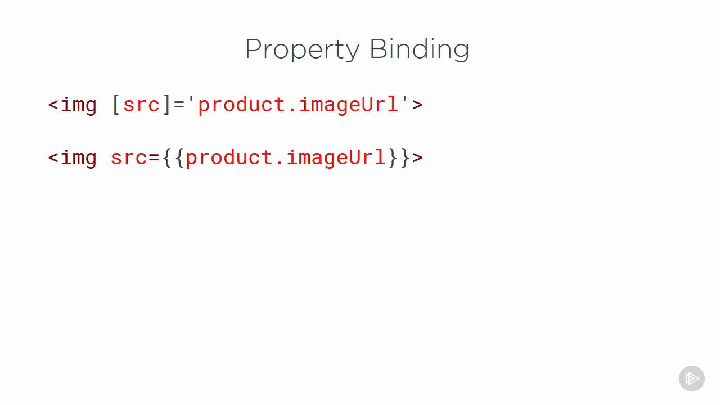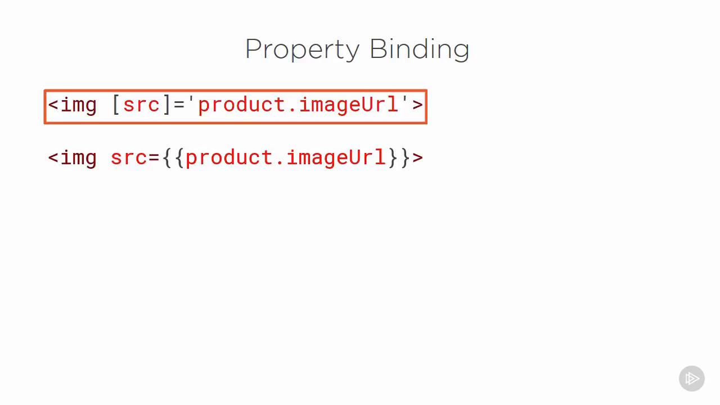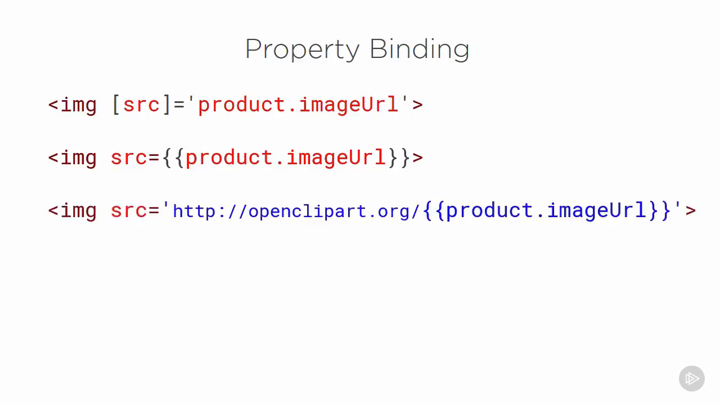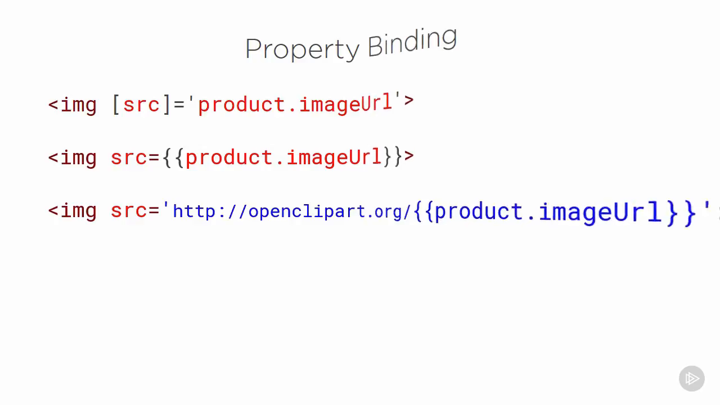When we can use property binding or interpolation to achieve the same result, which one is better? The general guideline is to prefer property binding over interpolation. However, if you need to include the template expression as part of a larger expression, such as this example, you may need to use interpolation. Now let's add some property binding to our sample application.